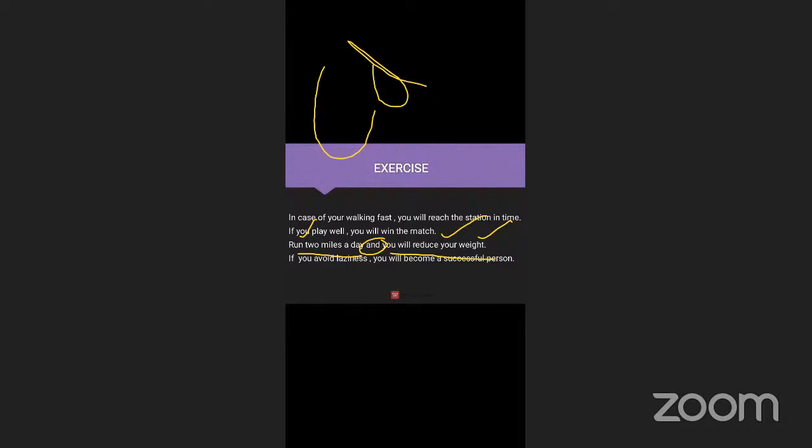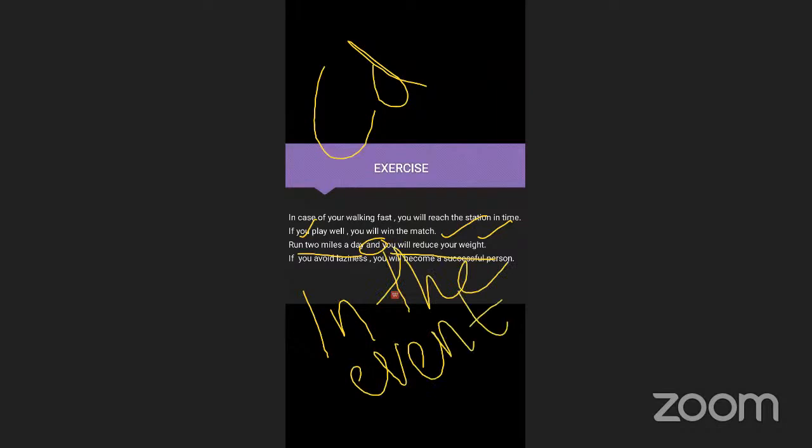In case of running 2 miles a day, or in the event of. We can write in case of or in the event of; any one of the two phrases we can use. With you as the subject: in the event of your running 2 miles a day, you will reduce your weight. In case of your running 2 miles a day, you will reduce your weight.